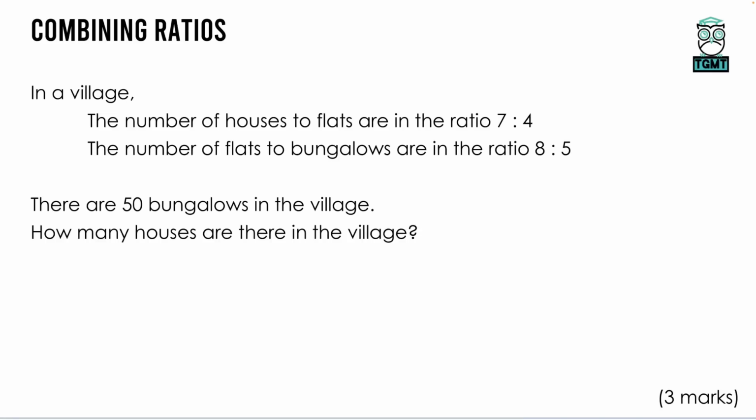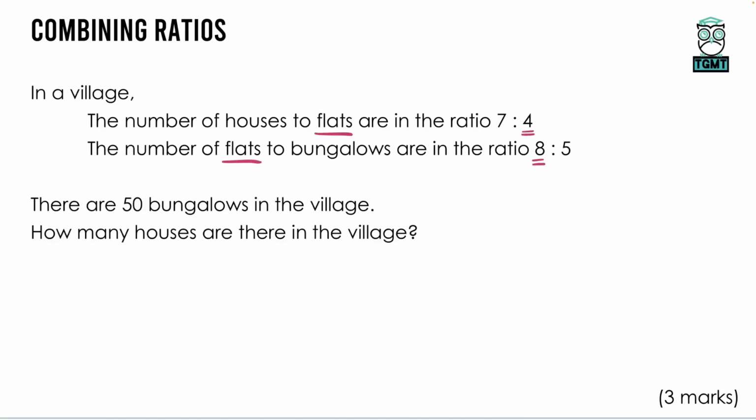It says here, in a village, the number of houses to flats are in the ratio 7:4, and flats to bungalows are in the ratio 8:5. It says there are 50 bungalows. How many houses are there? Now in this scenario here, you can see in the language that flats is in both of these ratios. But in one ratio, it's represented by a 4, and in the other ratio, it's represented by an 8.